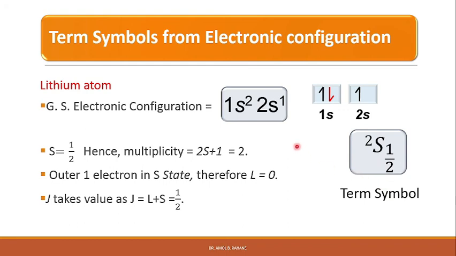That means in the case of hydrogen we have one unpaired electron, and in the case of lithium also we have one unpaired electron, and the term symbols for hydrogen and lithium are the same. From that we can easily say that the term symbol for one-electron atoms is the same, and it is equal to doublet S 1/2, right? So this term symbol is the ground state term symbol.